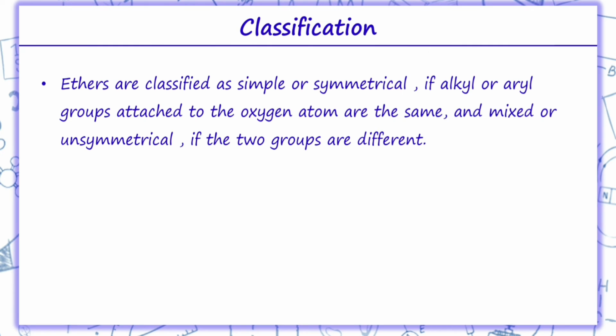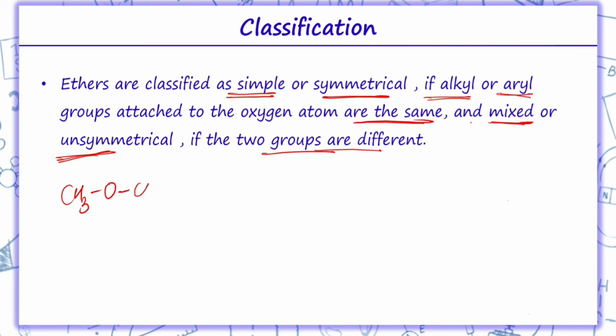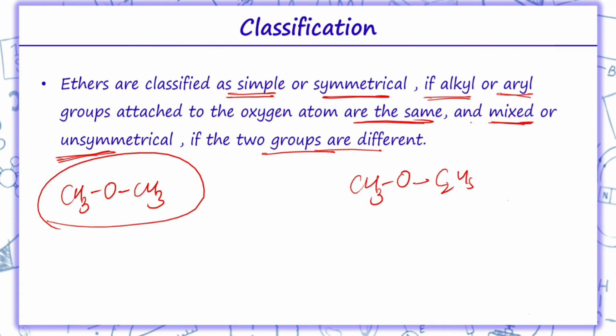Now moving on to the classification of ethers. Ethers are classified as simple or symmetric if the alkyl or aryl groups attached to the oxygen atom are the same, and they are known as mixed or unsymmetrical if the two groups are different. For example, if we have CH3OCH3, this is simple or symmetric, but if we have CH3OC2H5, this is mixed or we can call it unsymmetric.